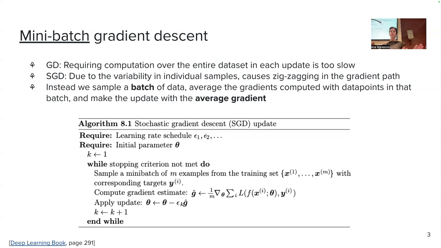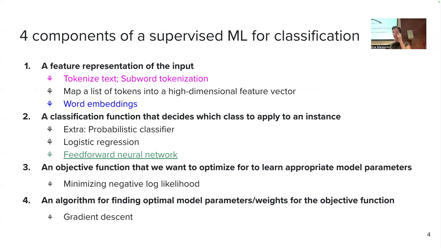So mini batch is something in between, where you're taking a batch of data and you're considering more information about what the average gradient should be, but you're not taking the entire training set. All right, so that's a little correction. Please keep that in mind. And from now on, you will be using mini batch gradient descent.